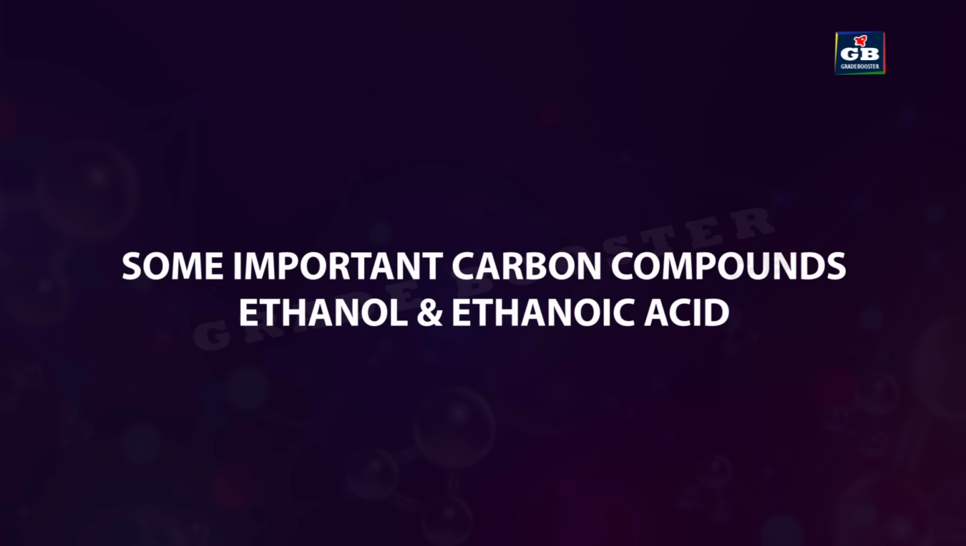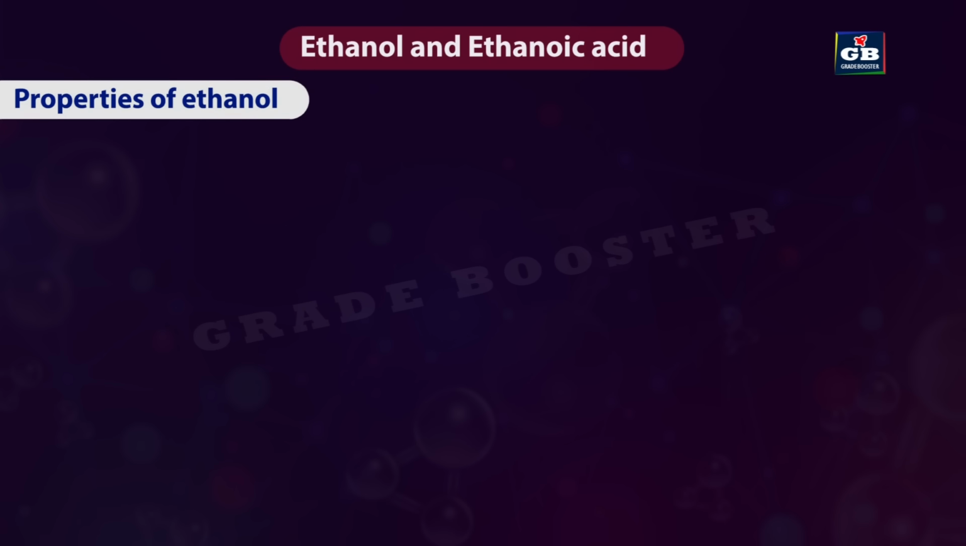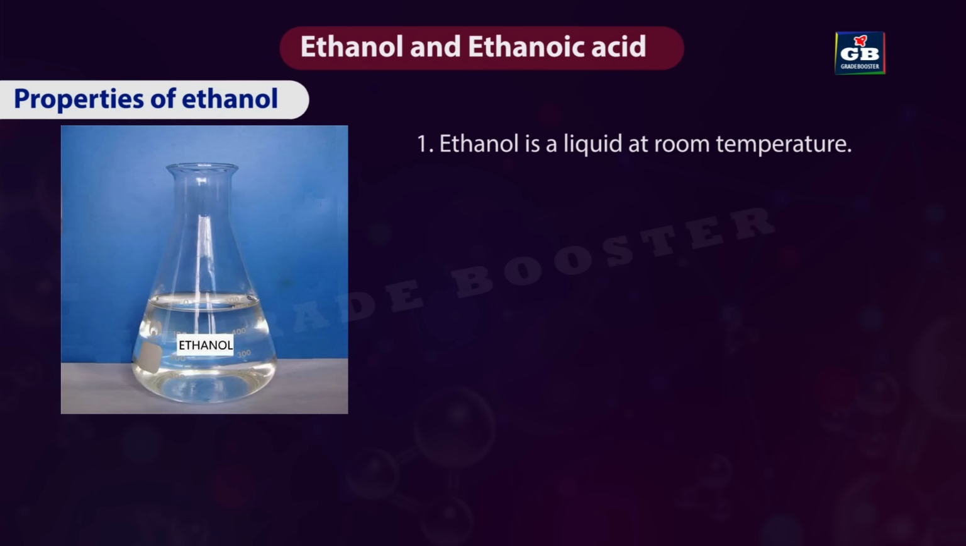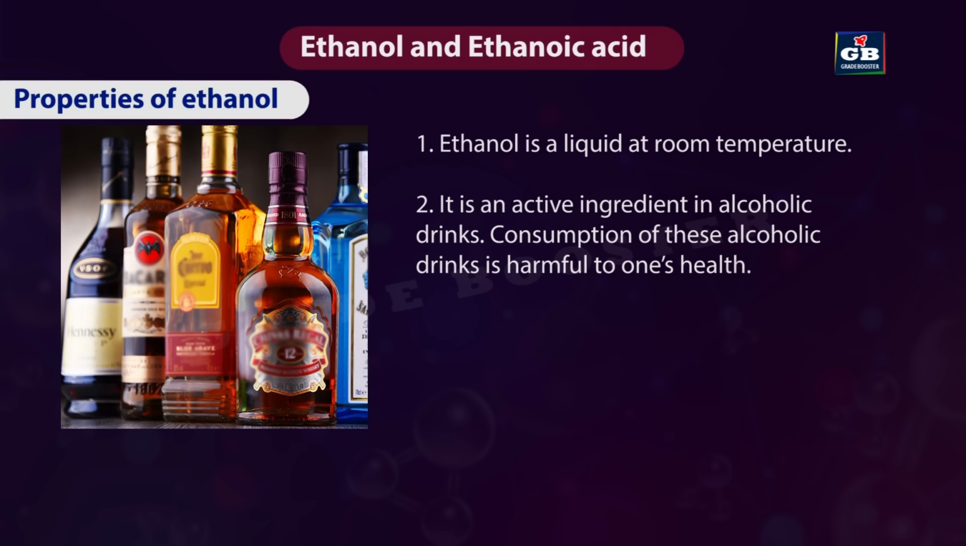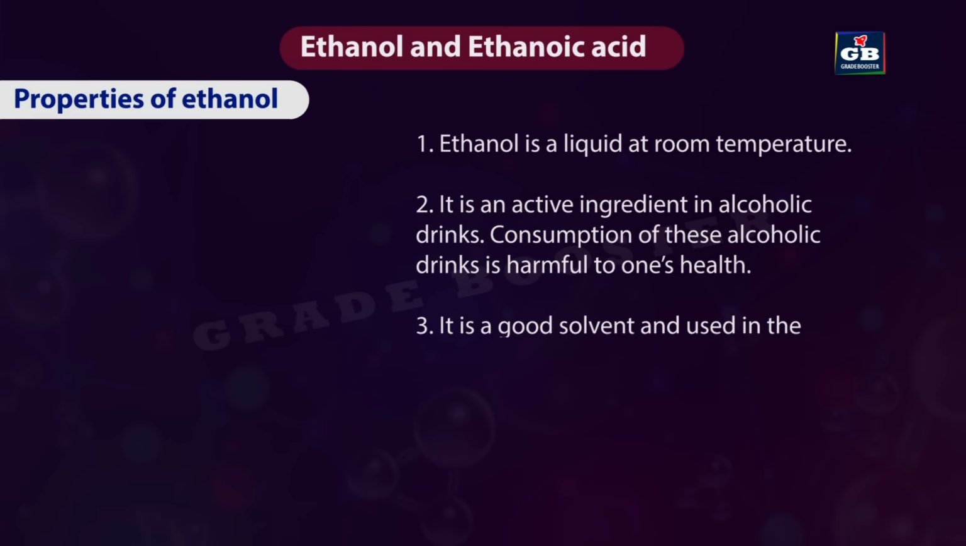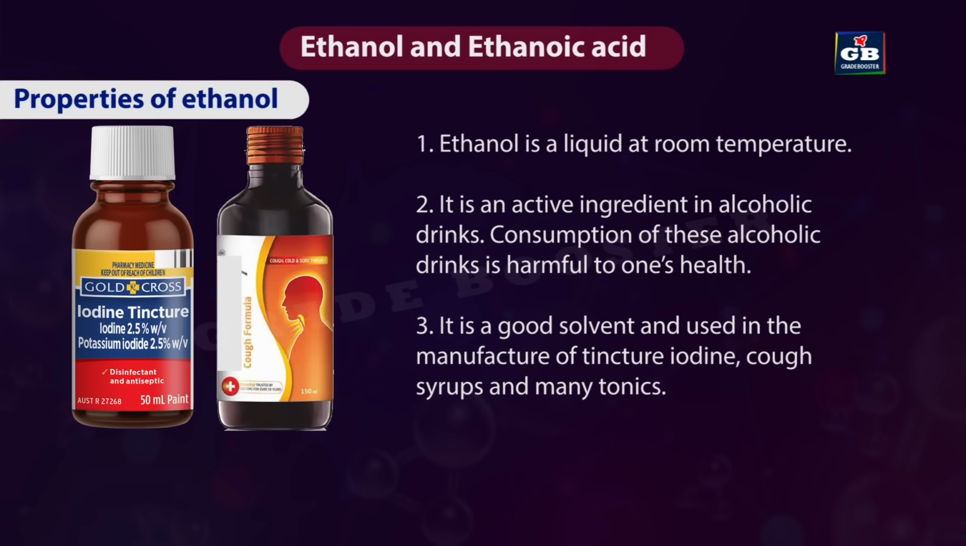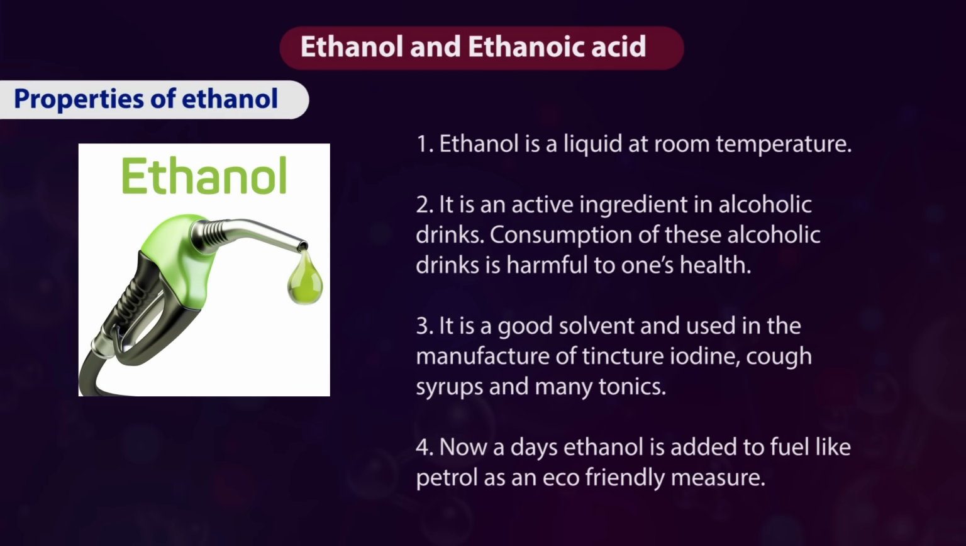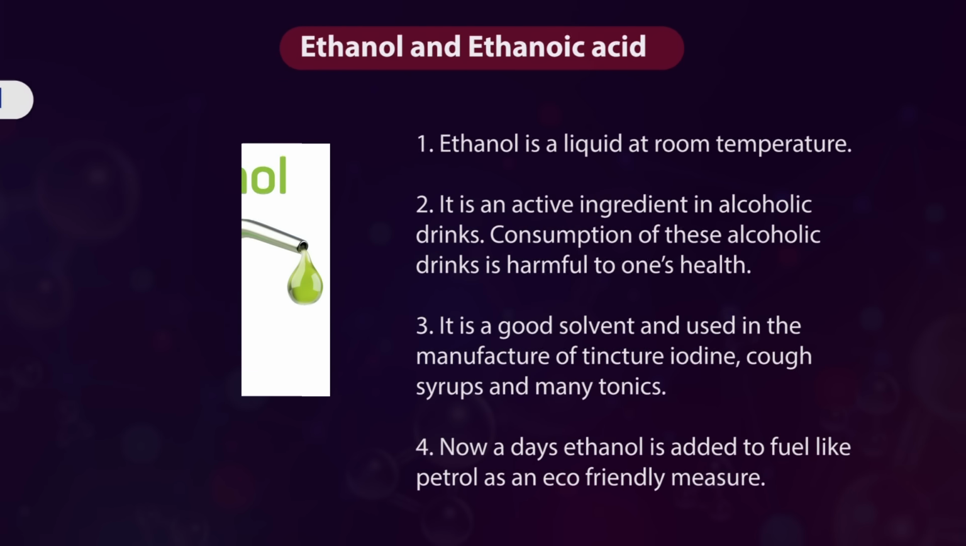Some important carbon compounds: ethanol and ethanoic acid. Properties of ethanol. Ethanol is a liquid at room temperature. It is an active ingredient in alcoholic drinks. Consumption of these alcoholic drinks is harmful to one's health. It is a good solvent and is used in the manufacture of tincture iodine, cough syrups, and many tonics. Nowadays, ethanol is added to fuel like petrol as an eco-friendly measure.